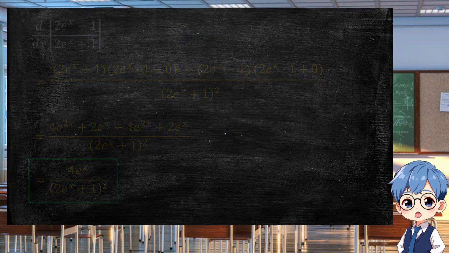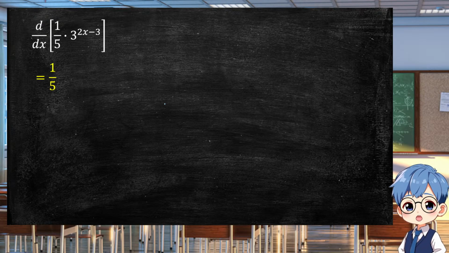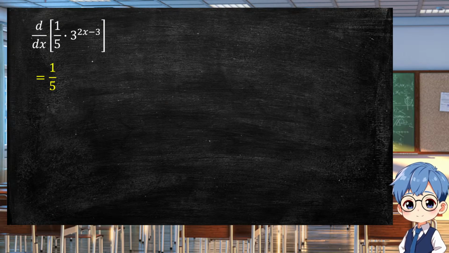Okay, let's have the next example. So let's say we have here 1 over 5 times 3 to the power of 2x minus 3. So it's an exponential, but it's not anymore e, it's any constant. So again, 1 over 5 is just a constant, a numerical coefficient. So you will not be confused, we will just call it numerical coefficient. If you have a numerical coefficient, just copy the numerical coefficient. So 1 over 5.